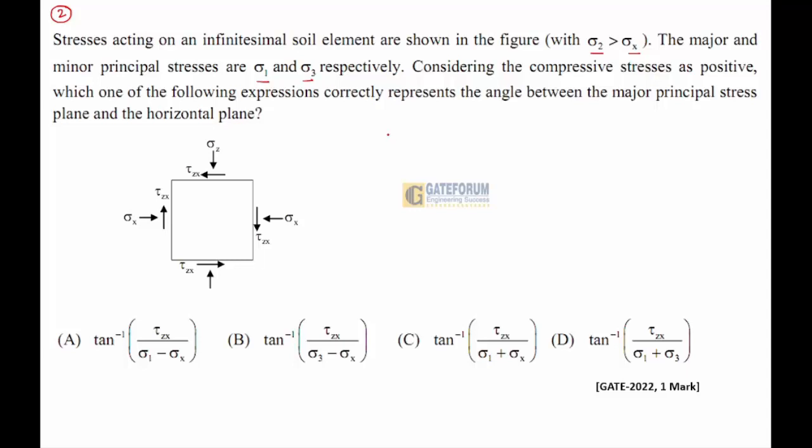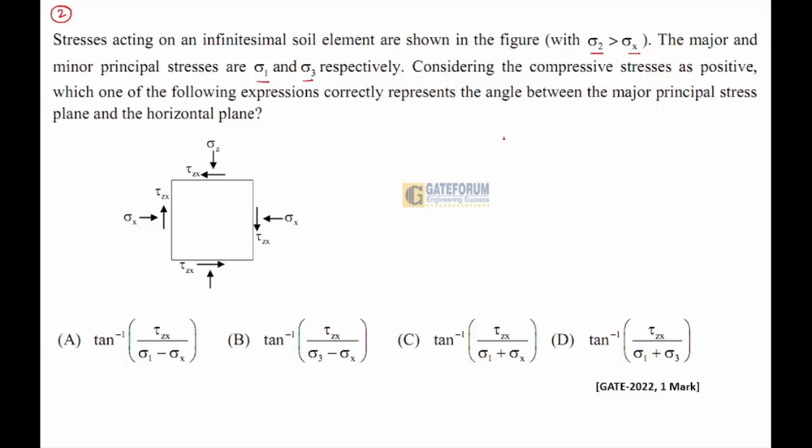Option A, tan inverse tau zx by sigma 1 minus sigma x. Option B, tan inverse tau zx by sigma 3 minus sigma x. Option C, tan inverse tau zx by sigma 1 plus sigma x. Option D, tan inverse tau zx by sigma 1 plus sigma z.